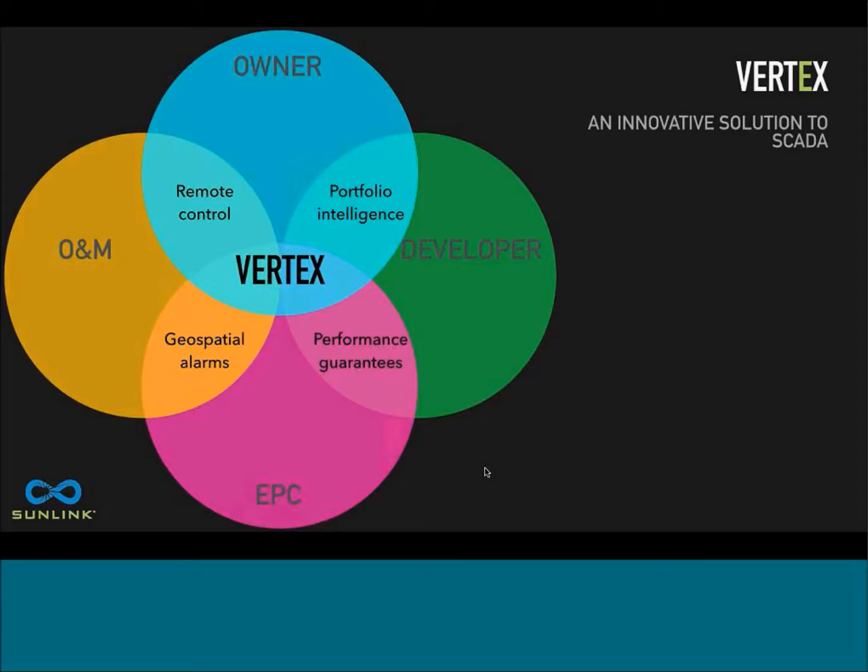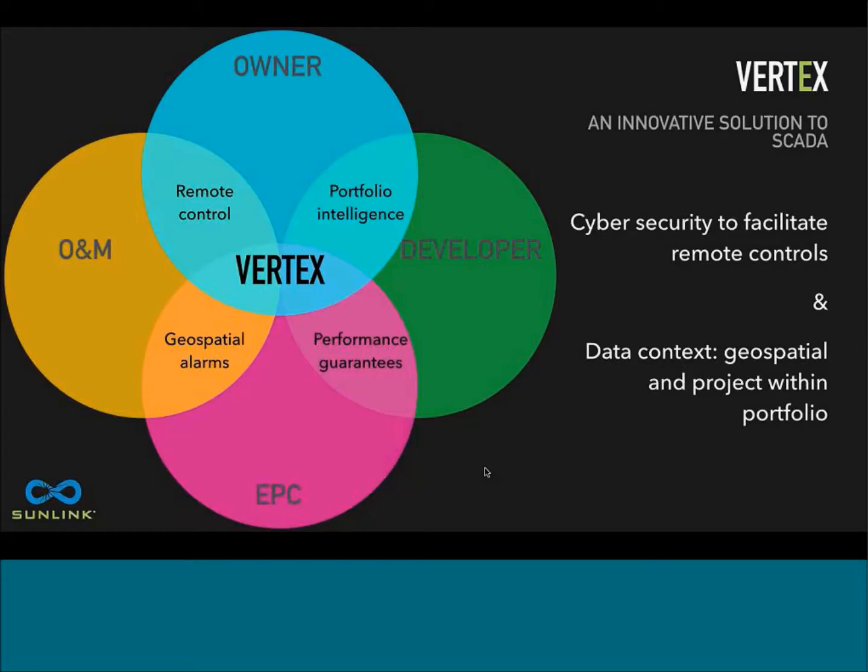So between the owner and the developer, it's a portfolio intelligence that's needed. Between the developer and EPC, it's the performance guarantees. Between the EPC and the O&M company, it's geospatial context for their alarms and events. And between the O&M and owner company, it's this remote control capability. And so then the really underlying foundational elements of this are the cybersecurity to facilitate remote controls and the data context to push the analytics of our solar projects far beyond what they can do today.